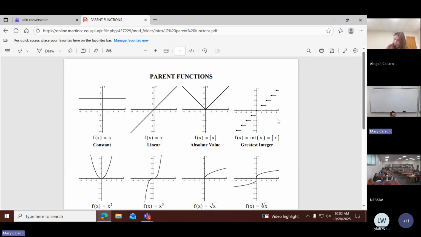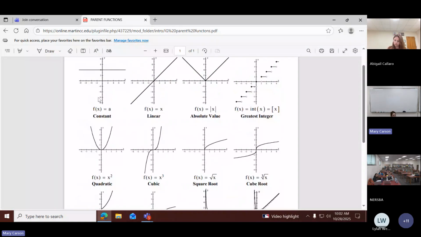So parent functions, you kind of need to know these for when you are, can you see that okay? Yeah. You can see it on yours.